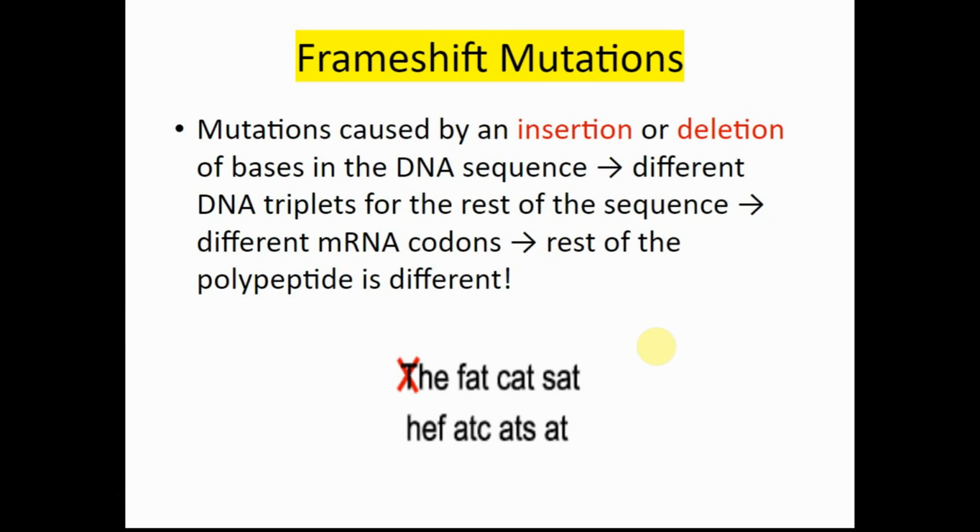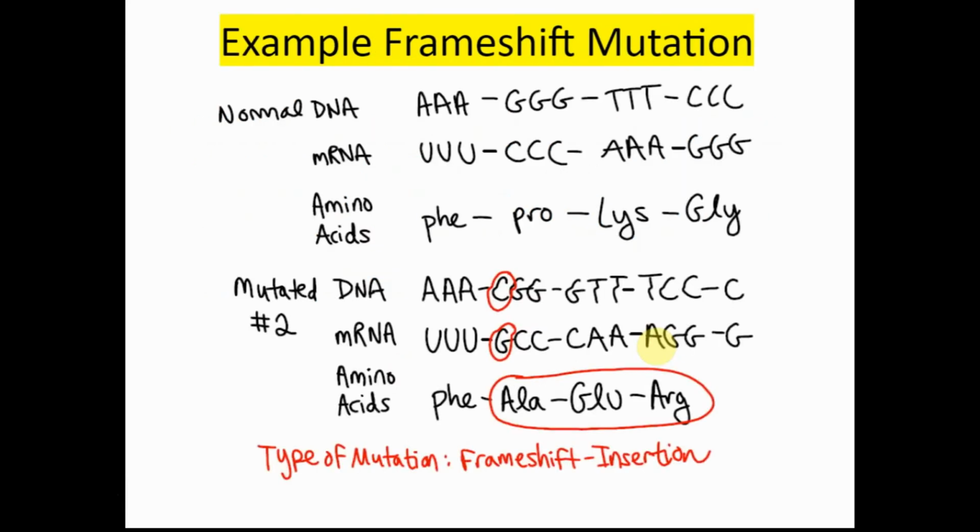The exception to this is if you have an insertion or deletion of multiples of 3 bases. So 3 bases, 6 bases, 9 bases, because it doesn't actually change the reading frame at all. So here's an example of a frameshift mutation. Here we've got our normal DNA, mRNA, and amino acid sequence again.